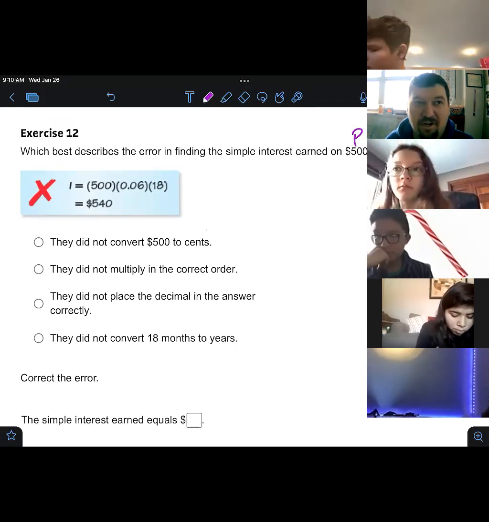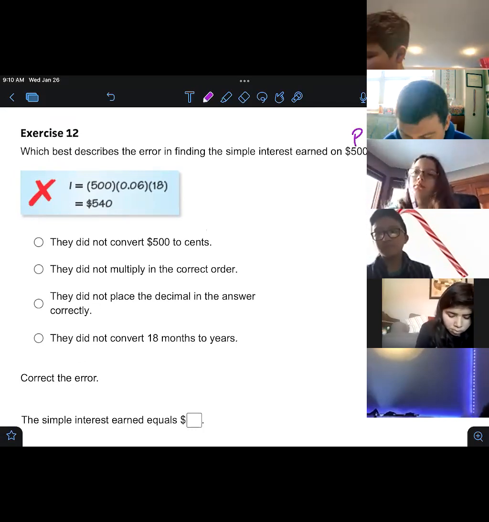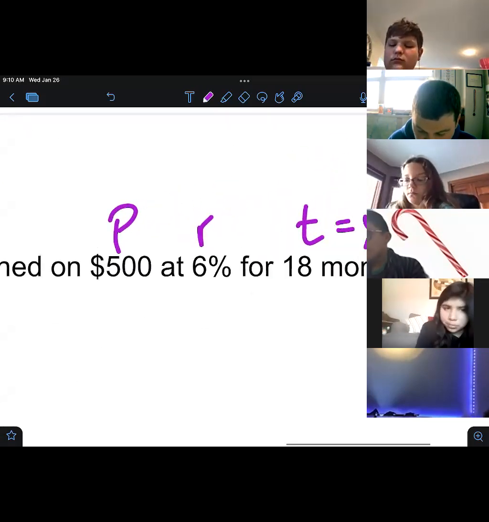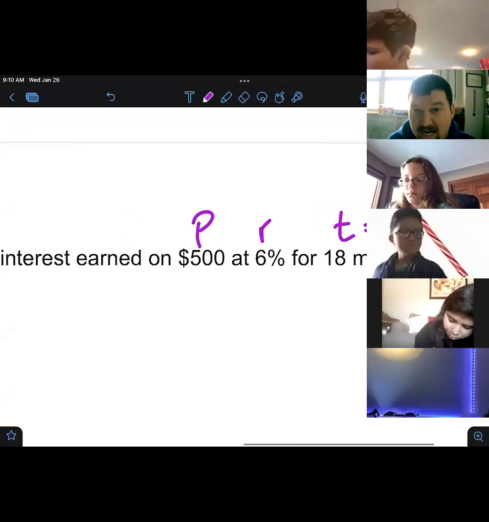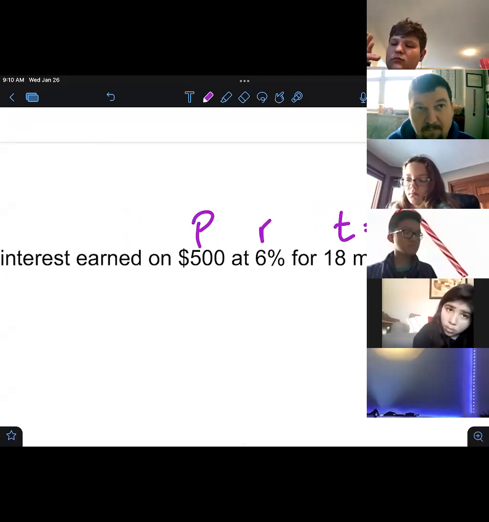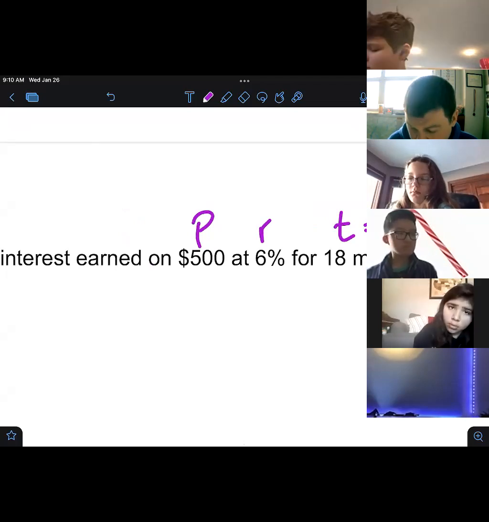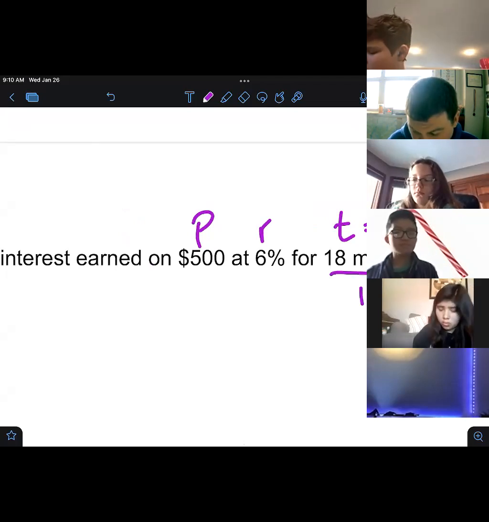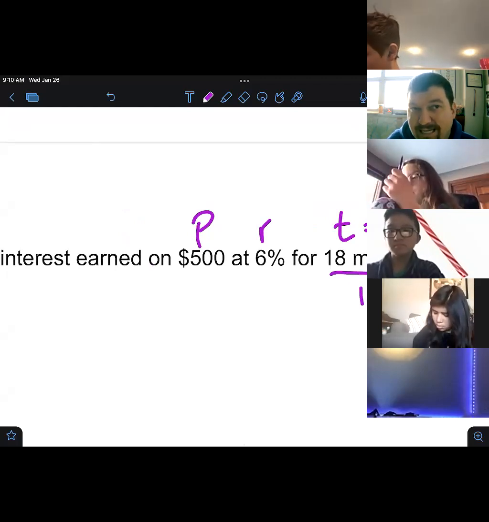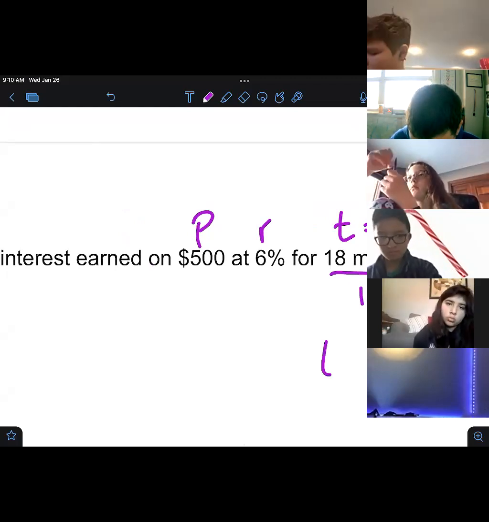That's absolutely correct. Nice job. So remember that time is always measured in years. And so if they give you a problem in months, and we had one like this in our notes, we have to convert it to years. An easy way to convert months to years is just divide it by 12, because there are 12 months in a year. So Aiden, can you tell me what 18 divided by 12 is?